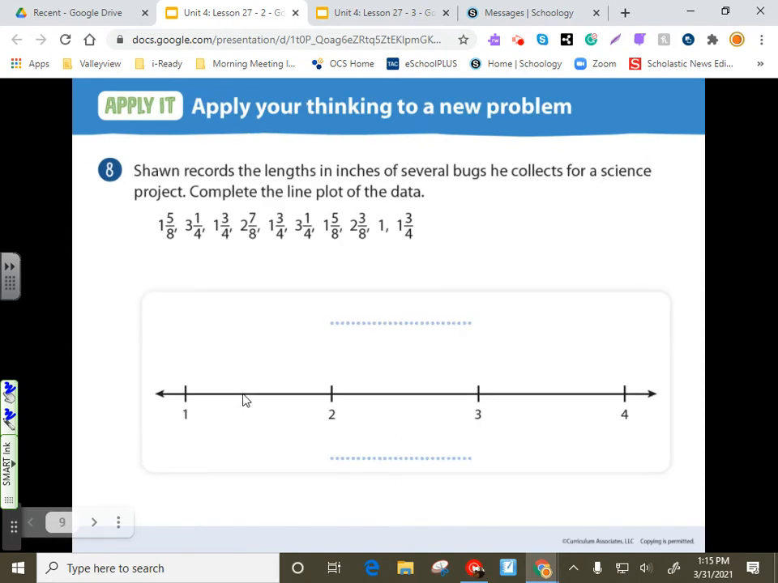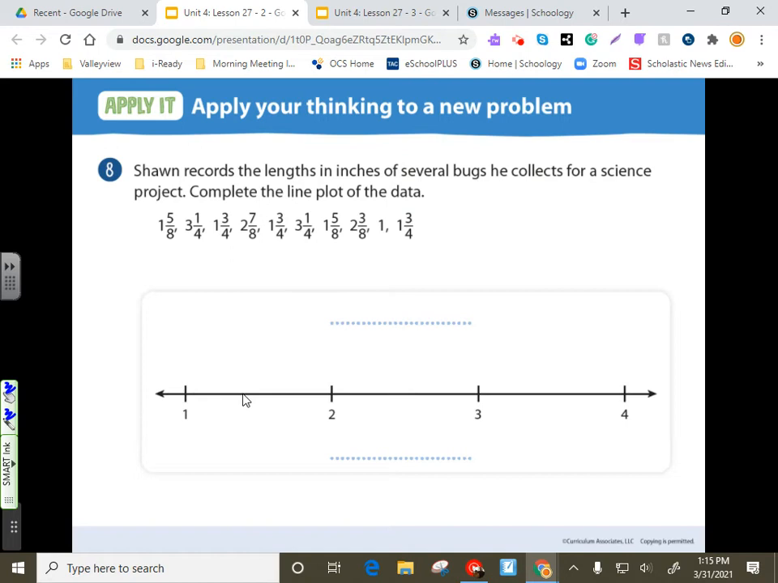So I'm going to cross off 9, the one below this one. The other one's really involved, and this one takes a little work, but it's worth the time. So let's start with just this last one. Sean records the lengths in inches of several bugs he collects for a science project. Complete the line plot of the data.